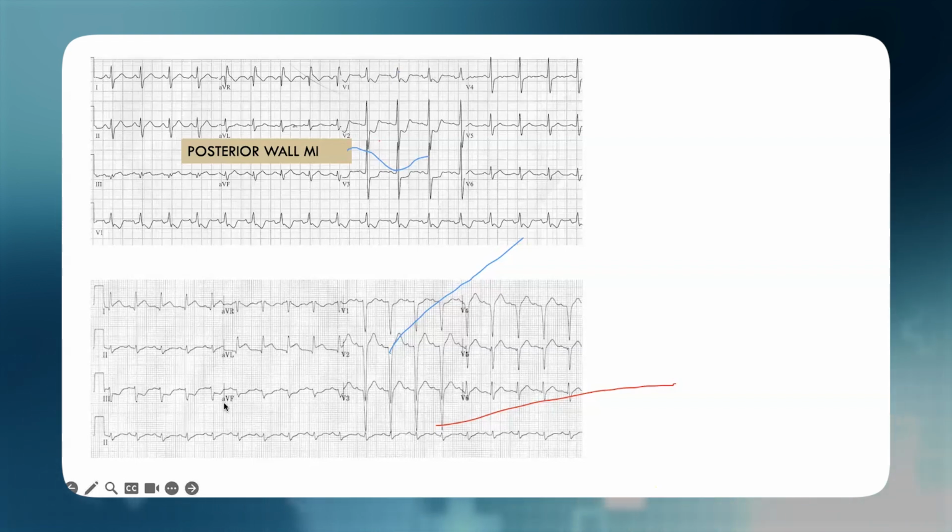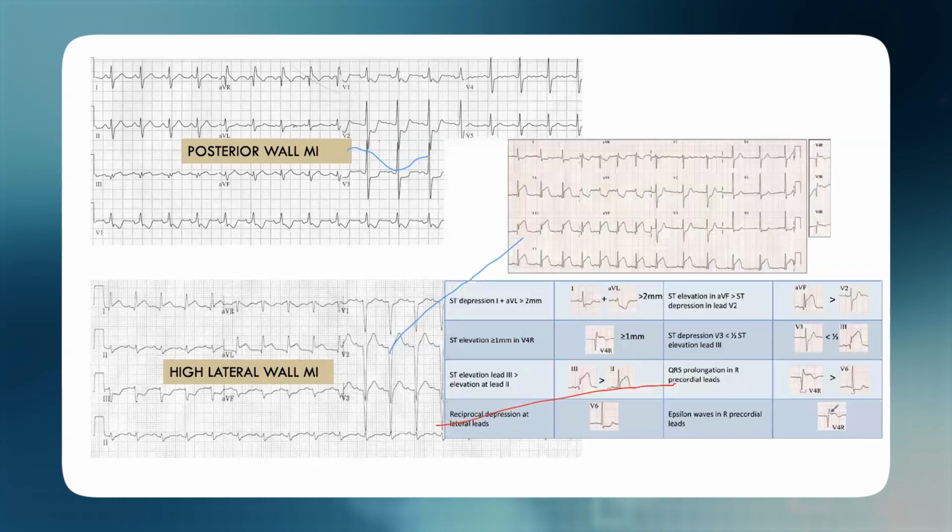LCX occlusion would also go into the inferior leads, right? So if there is ST elevation in only L1 and aVL, this is called a typical entity, high lateral wall MI. It is not caused due to LCX occlusion. This is caused due to a diagonal occlusion. You remember diagonal was the large branch from LAD, which supplies the upper part of the lateral wall of the left ventricle. This is a typical feature of a high lateral wall MI.